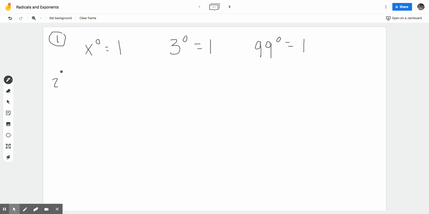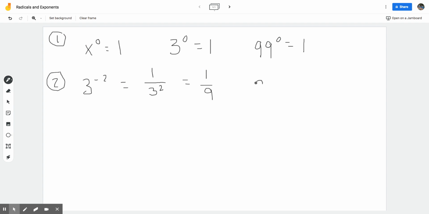Rule number 2 is what happens when I have negative exponents, and we did have a short lesson on that last week. Let's say that I have 3 to the negative second power. It is not a negative answer. I repeat, it is not a negative answer. It is a fractional answer. So it is 1 over 3 to the second. So it's 1 over the positive form, and so that would be 1 over 9.